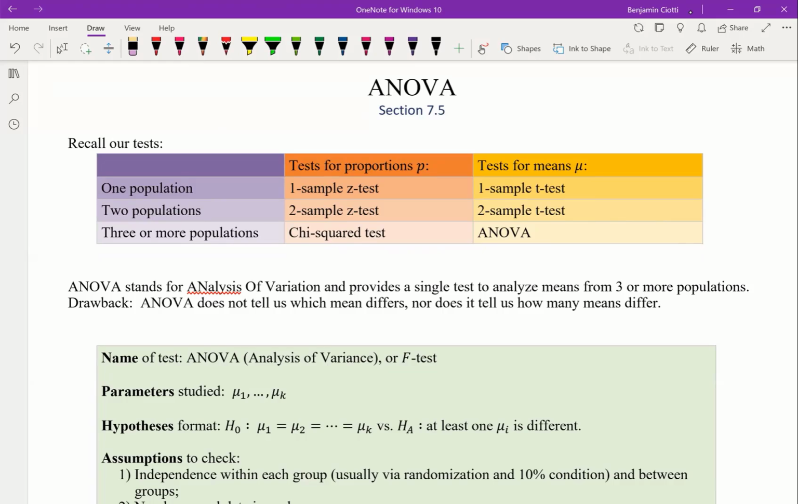If we have 3 or more populations, it becomes quite cumbersome to do a bunch of 2 sample t-tests on every different possible pairing between the populations. So thankfully, we have ANOVA. It's kind of analogous to chi-squared for proportions. Similarly to chi-squared, it's just a single test that will tell us whether all the means are equal. That's going to be our null hypothesis. The problem is that if the test fails, ANOVA does not tell us which mean is the one that differs, nor does it tell us how many means may differ.